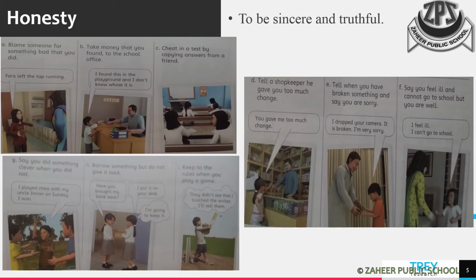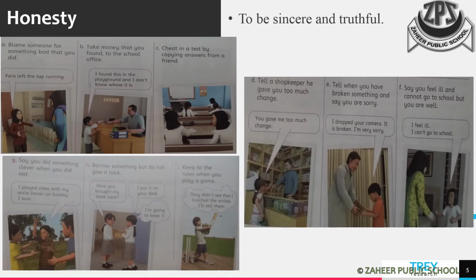In the fourth picture, to tell the truth is also a part of honesty, that the shopkeeper had given you something extra. In the fifth picture, the action also shows honesty because if you have done something wrong and tell the truth, it is also part of honesty. In the sixth picture, the action did not show honesty because you are well and tell lies to your mother that you are sick and do not want to go to school.